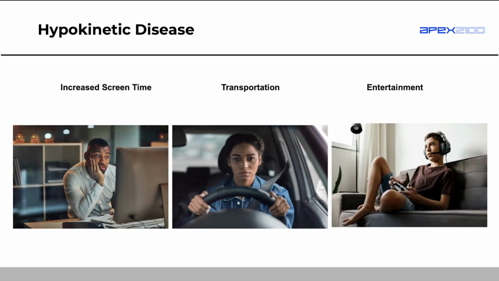So in today's age, the population has definitely become more sedentary compared to the 1900s. We have increased screen time. We've got technology like computers and smartphones and televisions that has led us to spend a lot more time sitting and a lot less time engaging in physical activity.